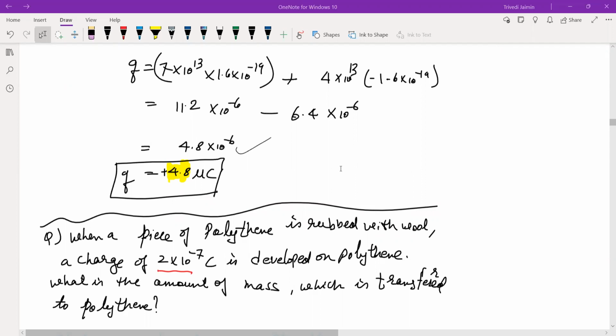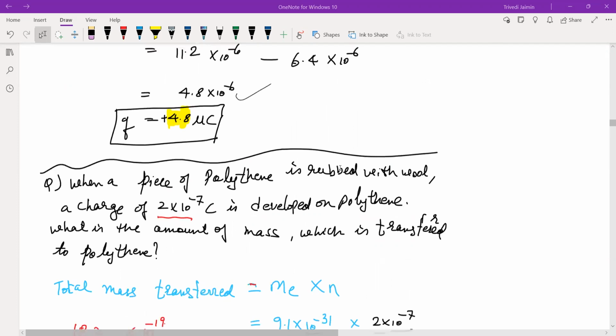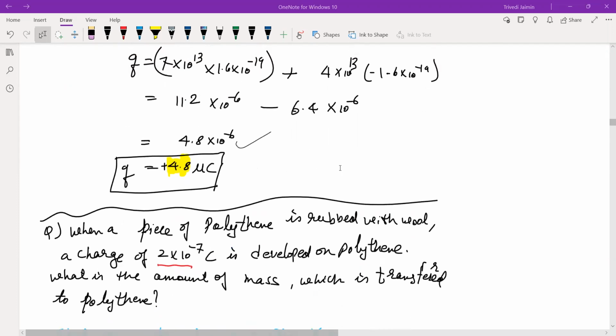So total mass equals mass into total number. So number: Q equals NE, right? If you remember, just now we did here. Q equals NE. So N equals Q by E. So Q we have 2 to the power minus 7, and E equals 1.6. That's it. Over.